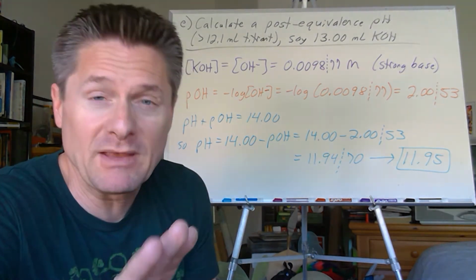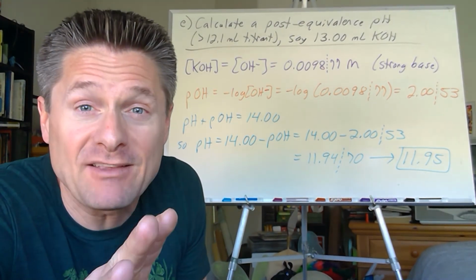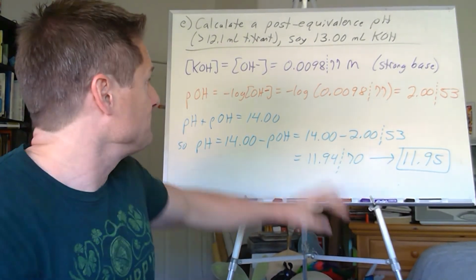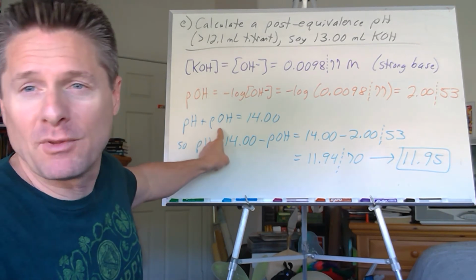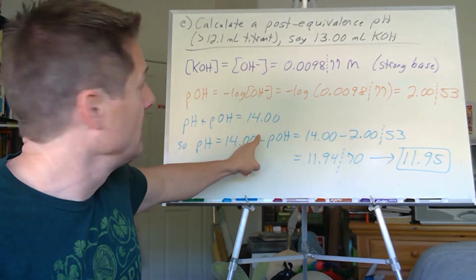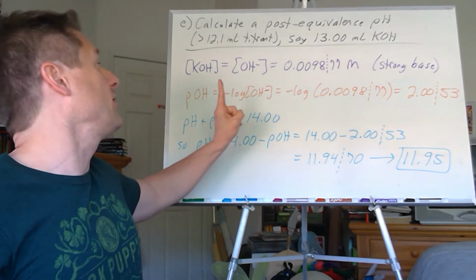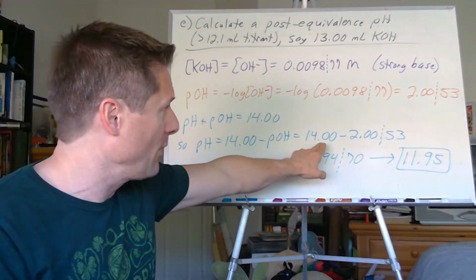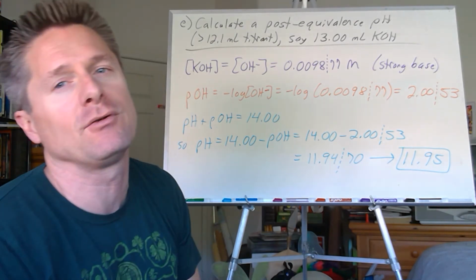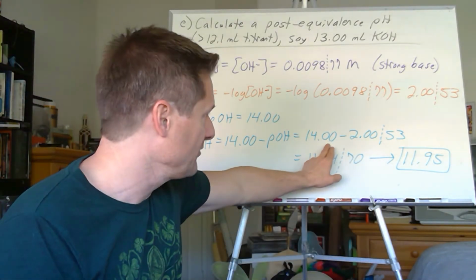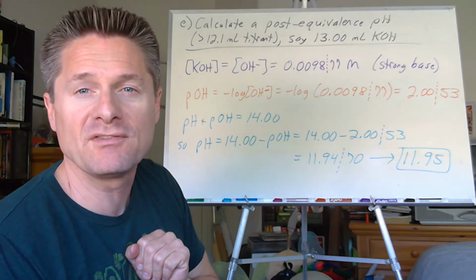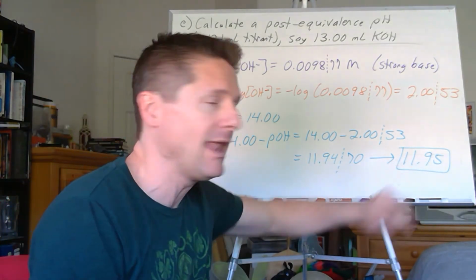Now, this is a big mistake. A lot of people stop there thinking that's pH. It's not pH, it's pOH. Right? So now we know pH plus pOH is 14.00. So the pH will be 14.00 minus the pOH we solved for. So 14.00 minus 2.0053. 2 decimal places here, 2 decimal places there. You get 11.9470, which rounds up to 11.95.